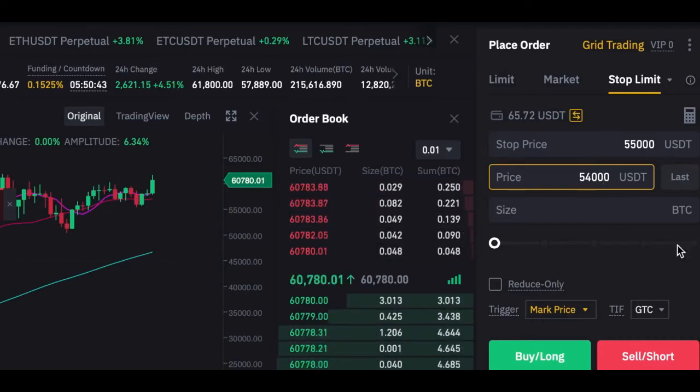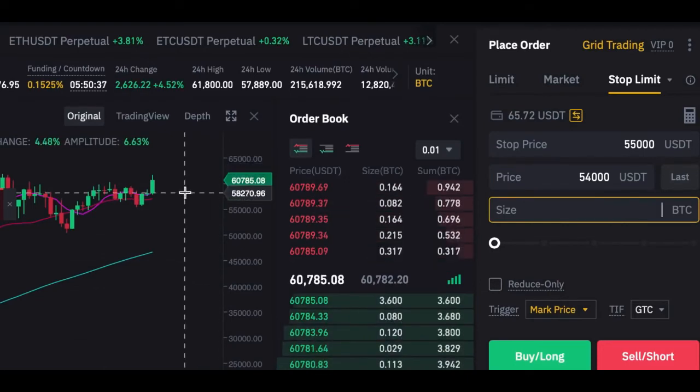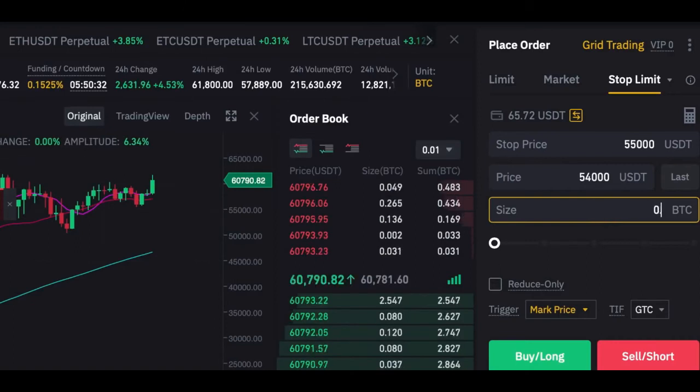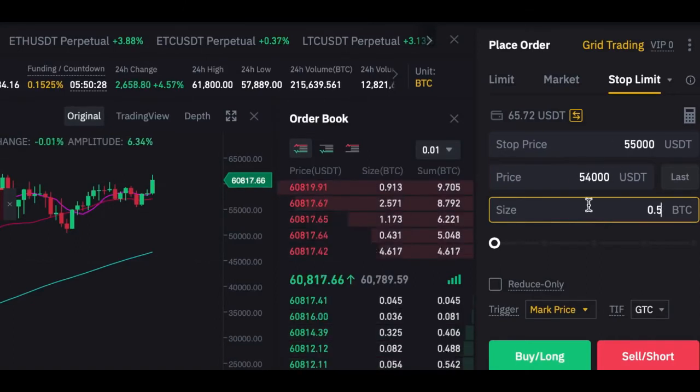One thing that you have to make sure of is that the size of your order matches your open order. So if we went long half a Bitcoin at 60, then we need to make sure that this stop limit order matches our size, half a Bitcoin, using these parameters right here.